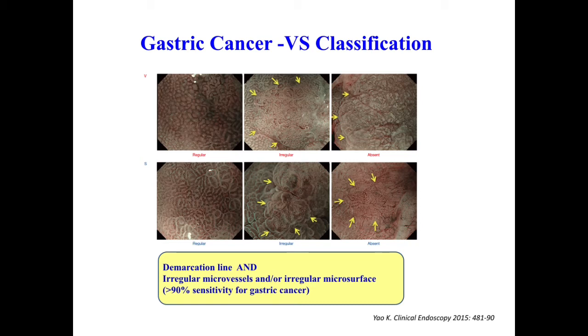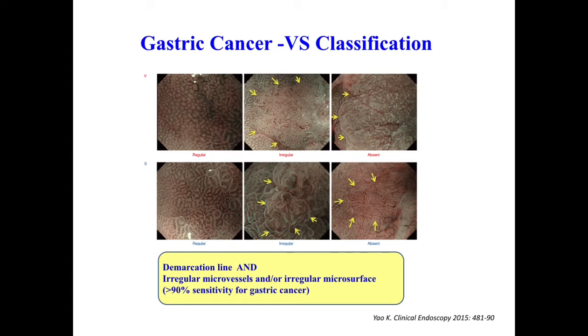You can clearly see that. If you look at the top middle and the bottom middle image, you can see an abrupt change, denoted by the yellow arrows, between a normal and abnormal area, and this is the demarcation line. Once there is a demarcation line, then you look at the demarcated area and you assess the vascular and surface characteristics in that area.